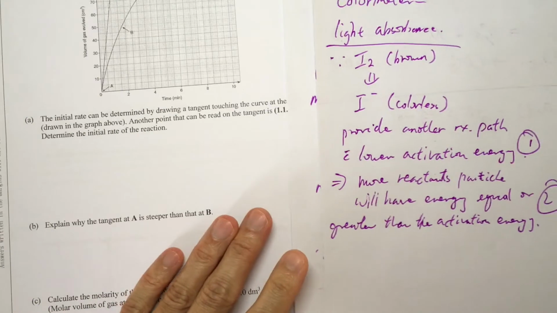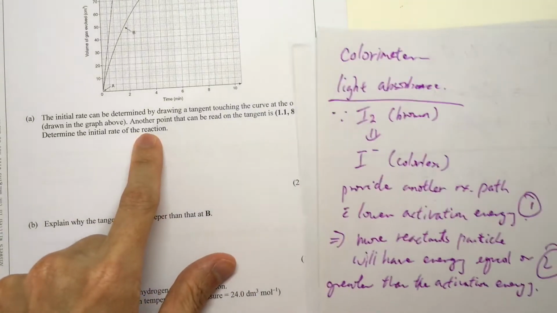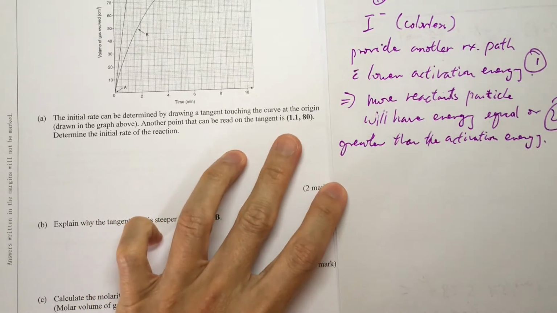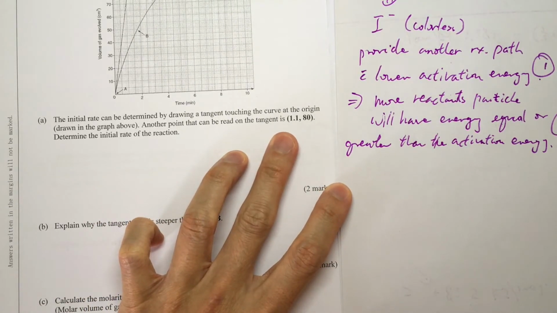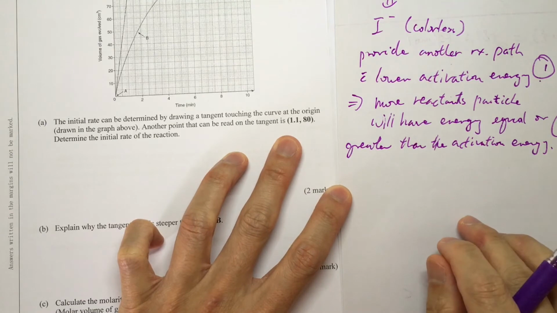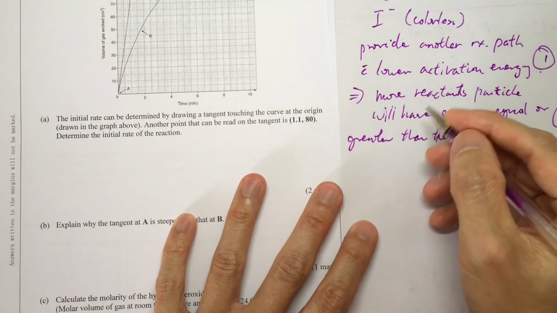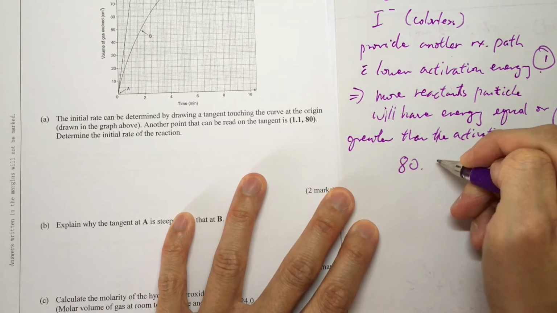For question 5, the initial rate. You are given the point already, so I think this is easy for you. For the first reaction rate, the initial rate will be just like calculating the slope.